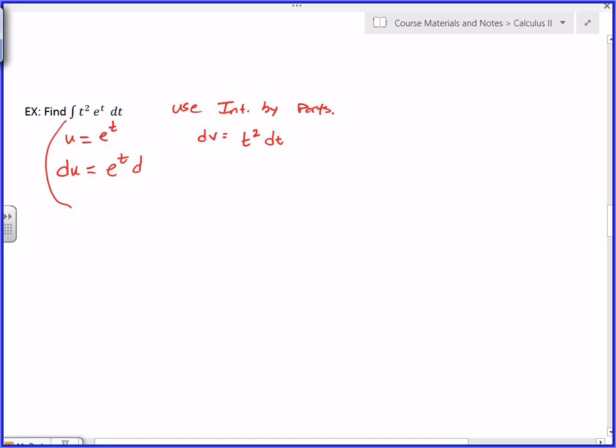Erase. And try a different approach. Let's go back now. Pick your pens back up. Let's try what your choice was, e to the t. Now, du is 2t dt, and v is e to the t.